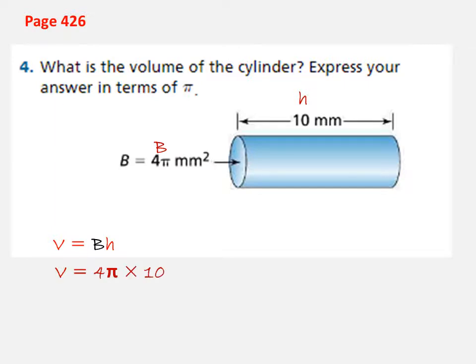So V stays the same. B is 4 pi according to the question. 4 pi times 10, and instead of h write 10. So what's 4 pi times 10? 4 times 10 is 40. So the answer is 40 pi cubic millimeters.